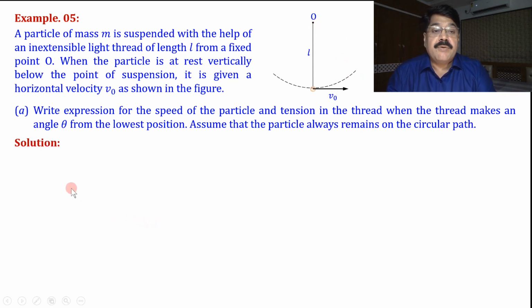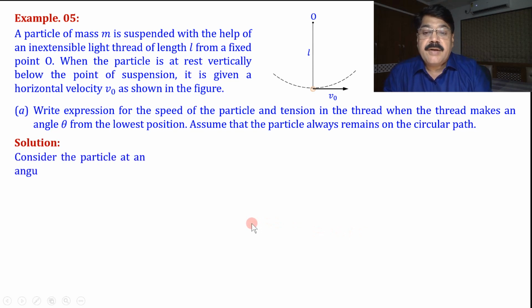So again, we have to see all the forces. As the thread will give here, the tension will act towards the point O, and mg is here. Now you can see this T will not have any component along the tangent, but mg will have a component. So it will provide a tangential acceleration. So here tangential acceleration is there. Of course, the particle has velocity, so it will have the normal component of acceleration also.